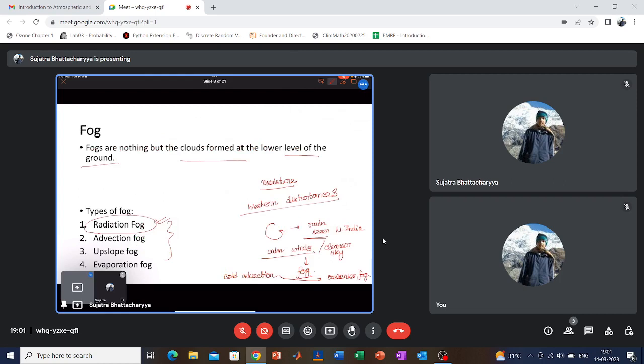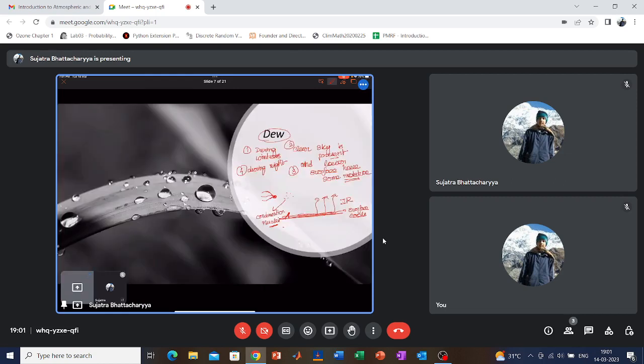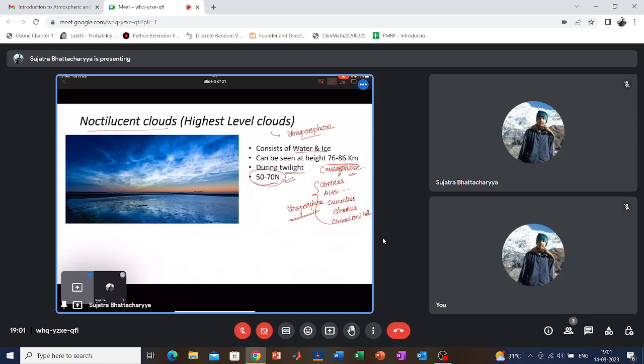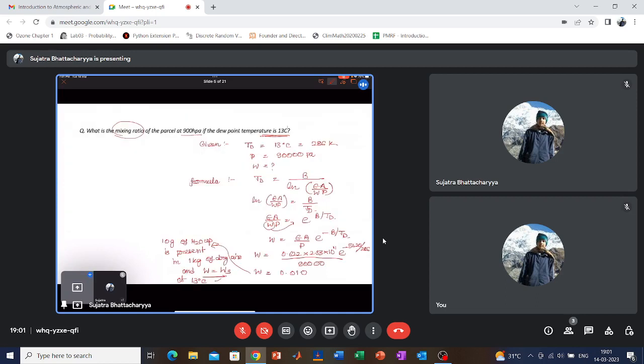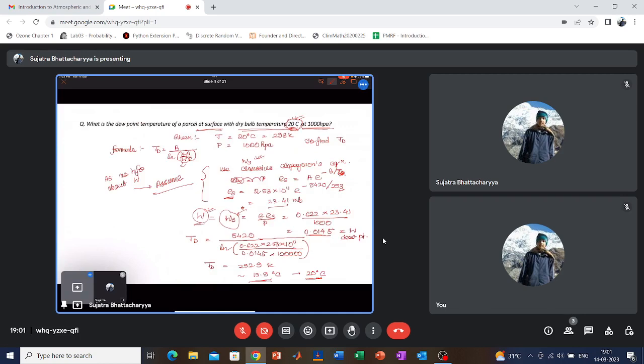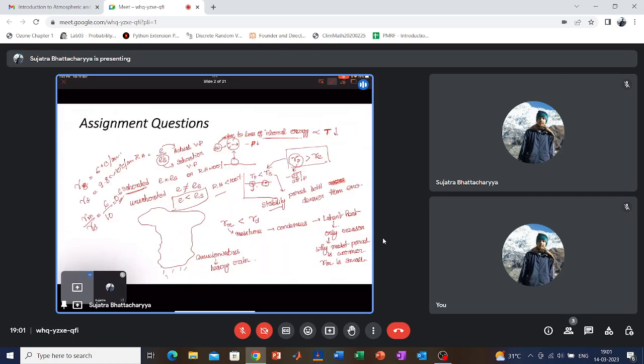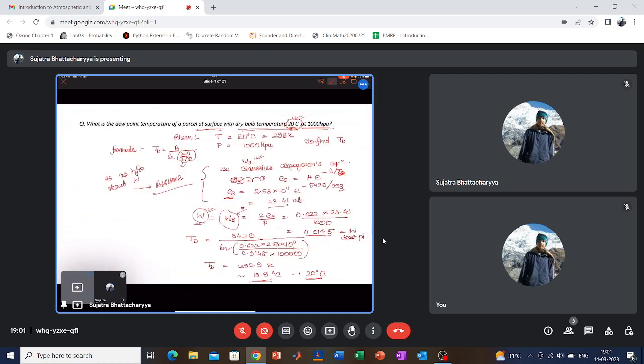What is the process of fog? What is actually fog? Then we have seen about the dew, how these dews are formed, noctilucent clouds, a very small description about the noctilucent clouds, and we have seen the dew point formulation, and we have discussed the assignment questions so far.